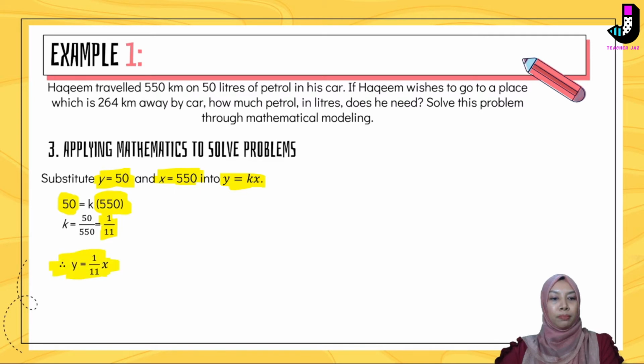Now when X equals 264, because that is what is needed for this question, you're going to replace the value of X as 264 in the equation that you got. Then you will get Y equals 24 liters.